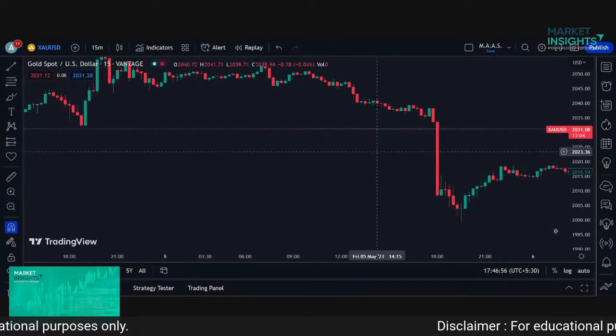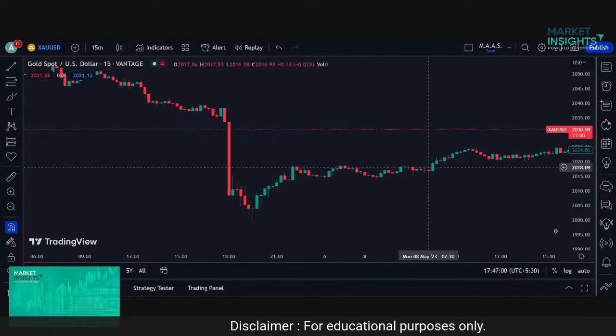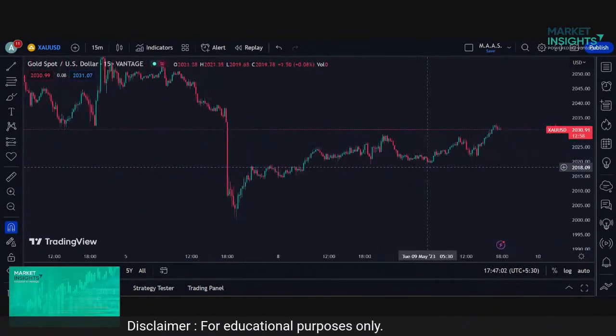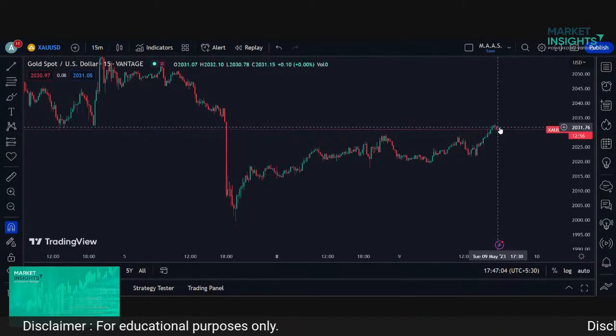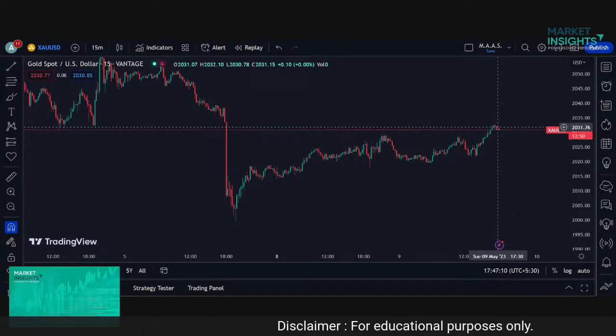So this was the NFP data and what it triggered. Later on the chart continued as it was. It is now currently around the same point from where it just dropped off. So this is the overall scenario.